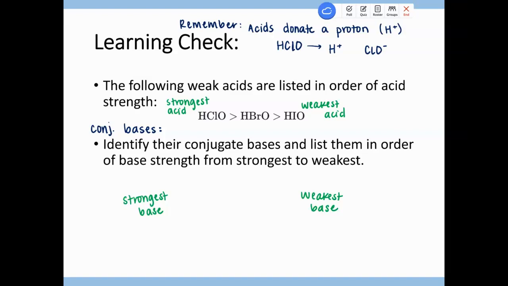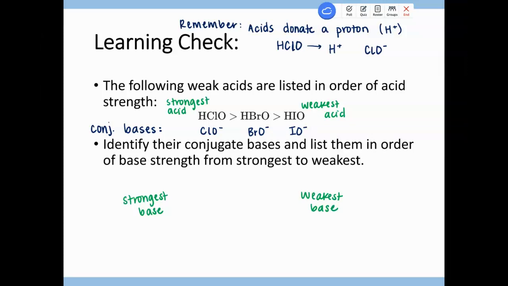We balance out the charge, so if it's neutral first and it loses an H+, then we have a ClO- left over. So conjugate base for HClO is ClO-. Conjugate base for HBrO, BrO-. Conjugate base for HIO, IO minus. So those are the structures of the conjugate bases. Again, just the molecule without an H plus.